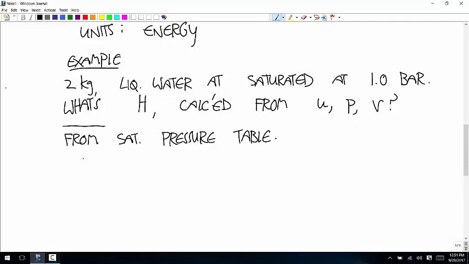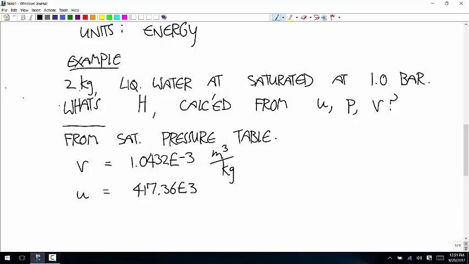Okay, so from this table, the specific volume is 1.0432 times 10 to the minus third meters cubed per kilogram. The specific internal energy is 417.36 times 10 to the positive third joules per kilogram. I'm just writing all these in SI units. And the pressure is 1 bar, so that's 1 times 10 to the 5th pascals.